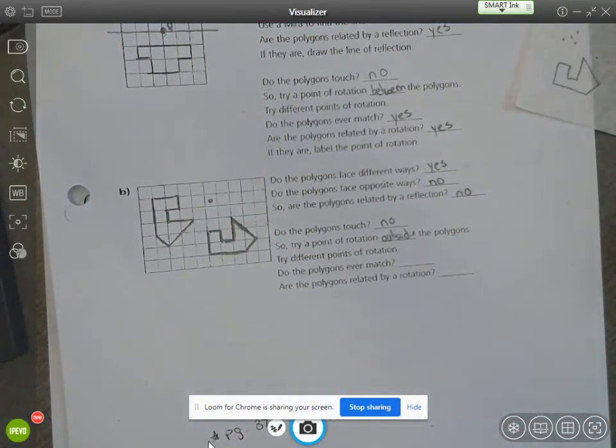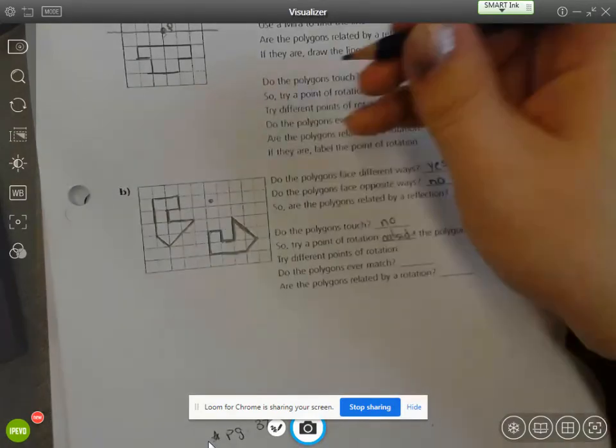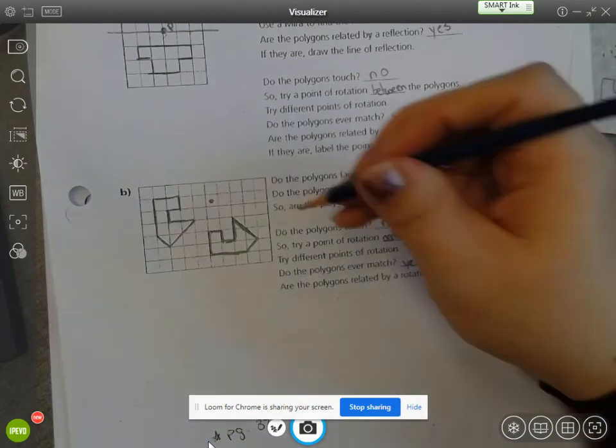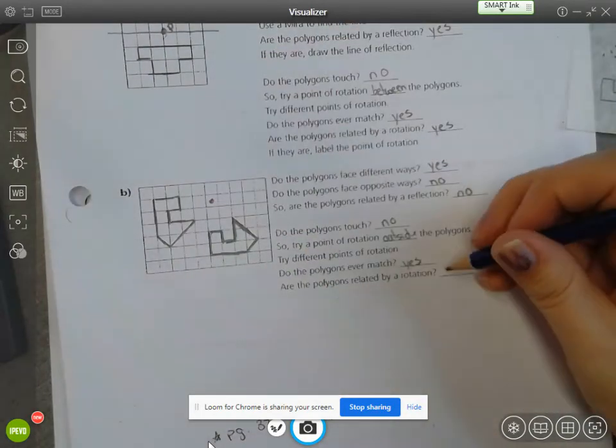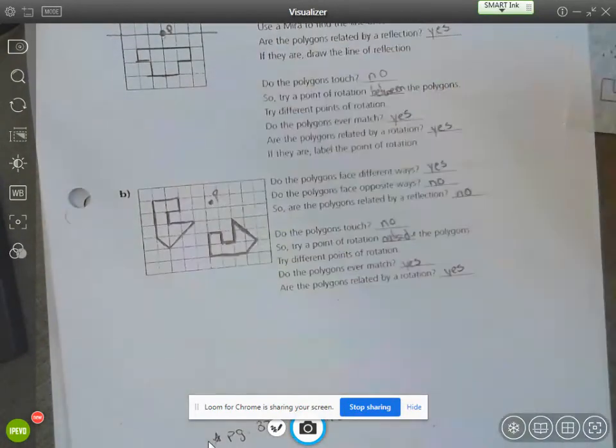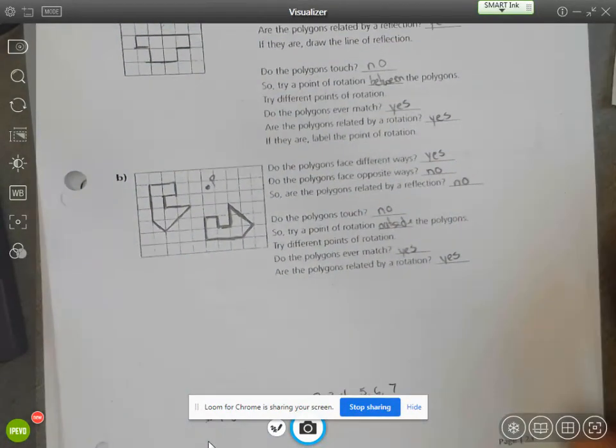So it is a lot easier if you have trace paper. If not, if you have white paper that you can just write softly on and spin and turn, it should be enough to help you out. Or if you're a visual person, you may be able to visualize it. So do the polygons ever match? Yes, they do. They are related by rotational symmetry, and you should always be labeling your point of rotation so that we know what it is.